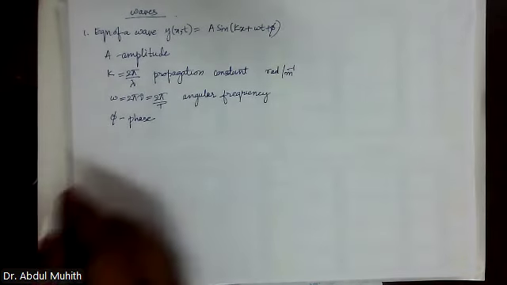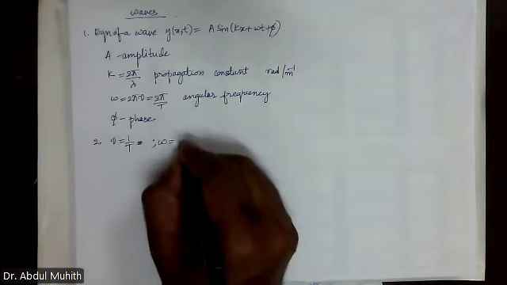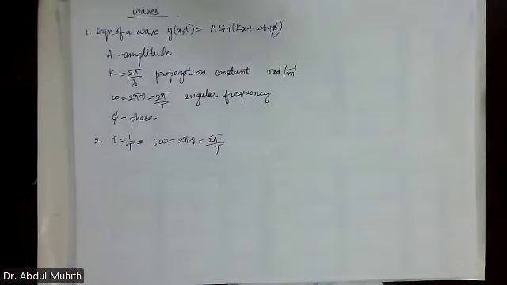Second one: nu is equal to 1 by T, which is equal to omega by 2 pi. Also we can write omega equal to 2 pi nu, or 2 pi by T. These are the two formulas.